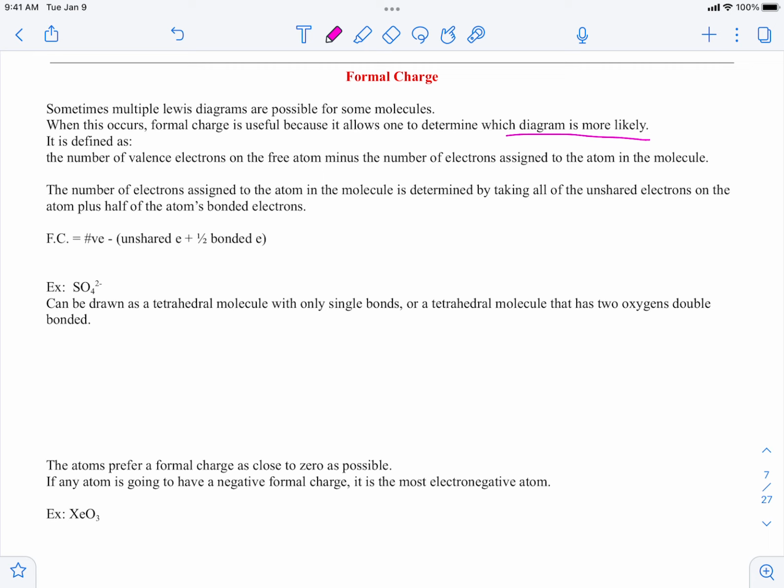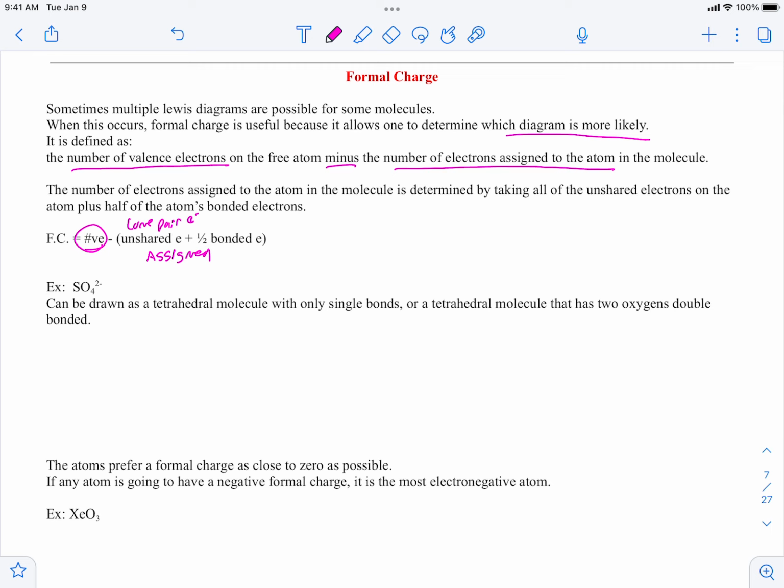Now, the way that you calculate formal charge is the number of valence electrons on the free atom minus the number of electrons assigned to the atom. Okay, so what does each of these numbers mean? Well, the number of valence electrons is easily found from the periodic table. Remember, it's the column it's in. And then these are what we call the assigned electrons: the unshared electrons, which are lone pair electrons, and half of whatever electrons are bonded to it.